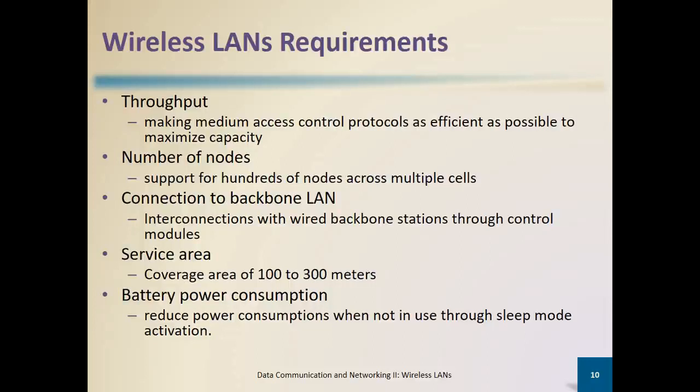The other one is the number of nodes, which is how many devices you can support across multiple cells. Take for instance, when you go way back to your cellular wireless network, every cell has a number of devices that it can support based on the frequency allocated. Okay, they're now like unlimited, right? So obviously the number of nodes is a key requirement. How many devices can you support within a given cell?